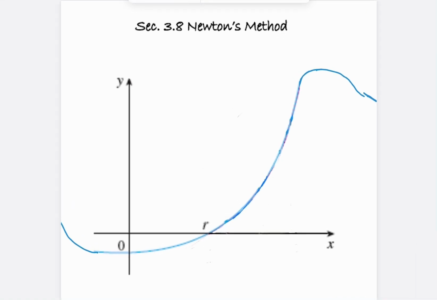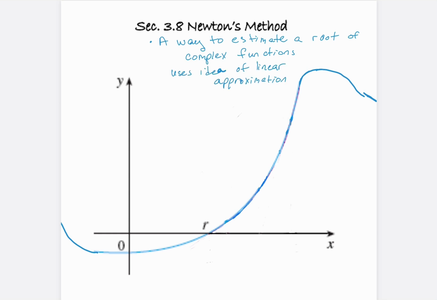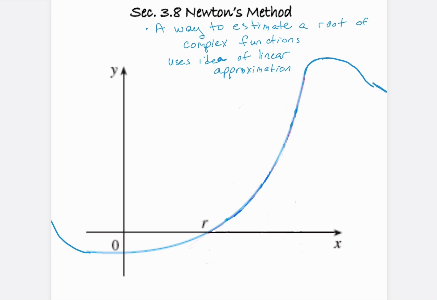Okay, today we're looking at Newton's method. Newton's method is a way to estimate a root of a complex function that is difficult, or if we don't even have a way to calculate that root. So we use the idea of a linear approximation to find points closer and closer to the root, and then using the tangent line to find the roots.